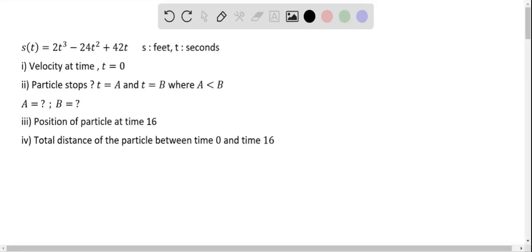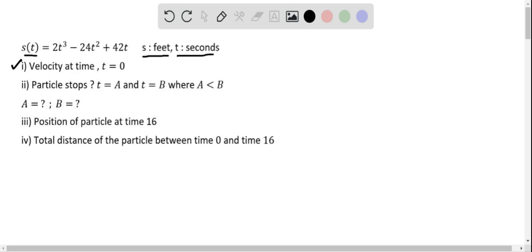Here we are given a particle which moves along a straight line, and its position at time t is given by this function s of t equals 2t cubed minus 24t squared plus 42t, where s is measured in feet and t is measured in seconds. And we have to calculate these four parts of this question.